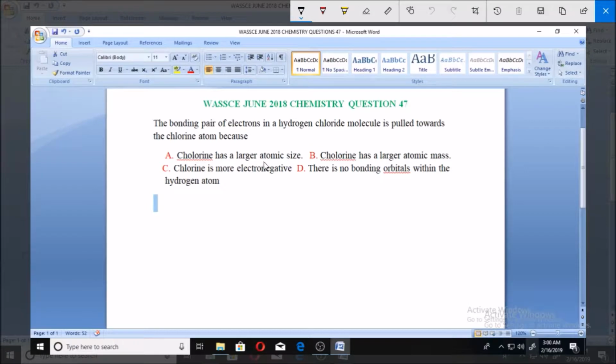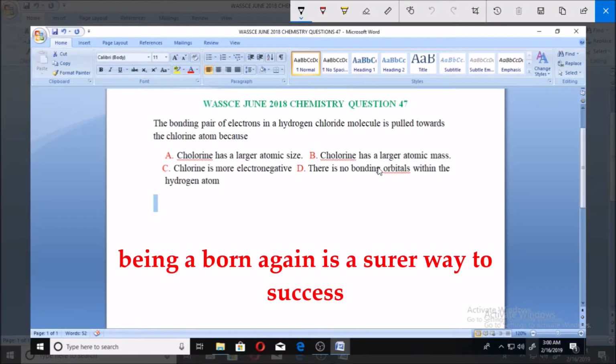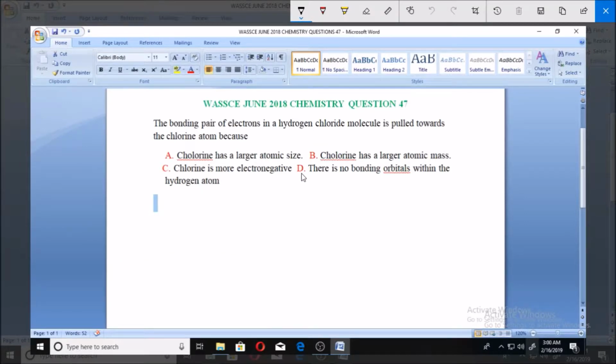Chlorine has a larger atomic size. B. Chlorine has a larger atomic mass. C. Chlorine is more electronegative. D. There is no bonding orbitals within the chlorine atom. So for us to understand this much better, please, there is no O here and there is no O here.